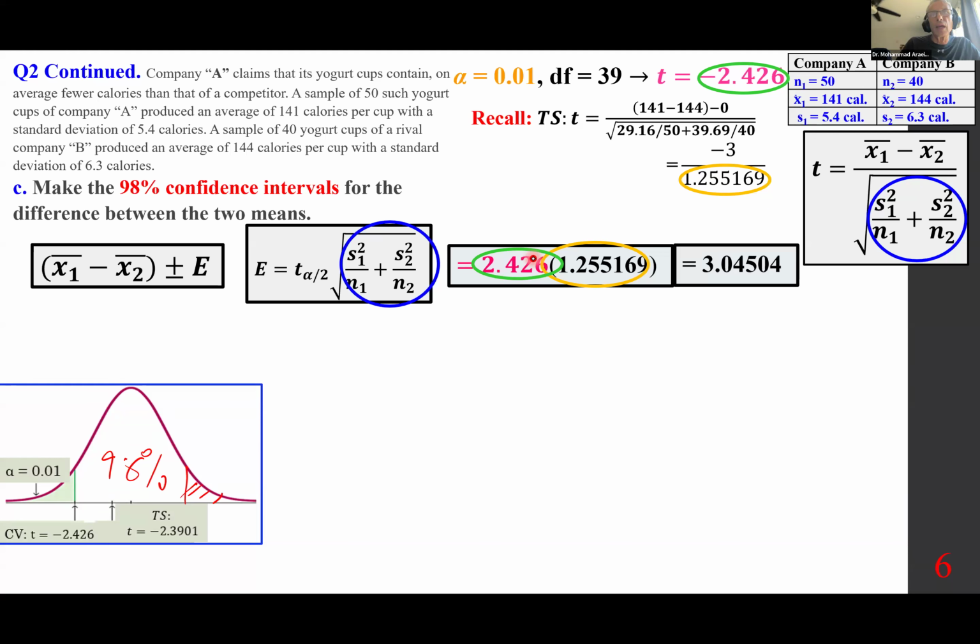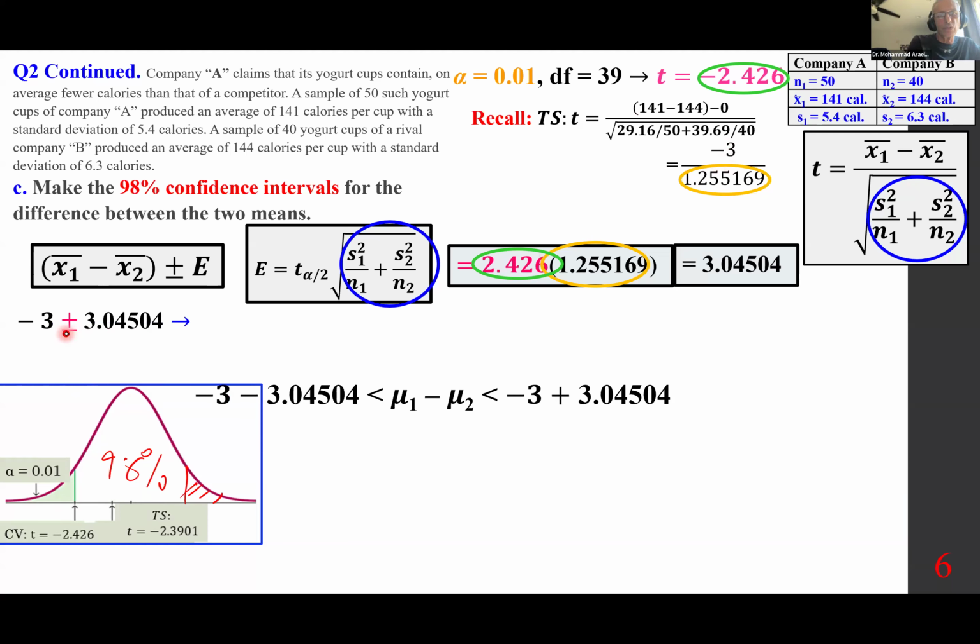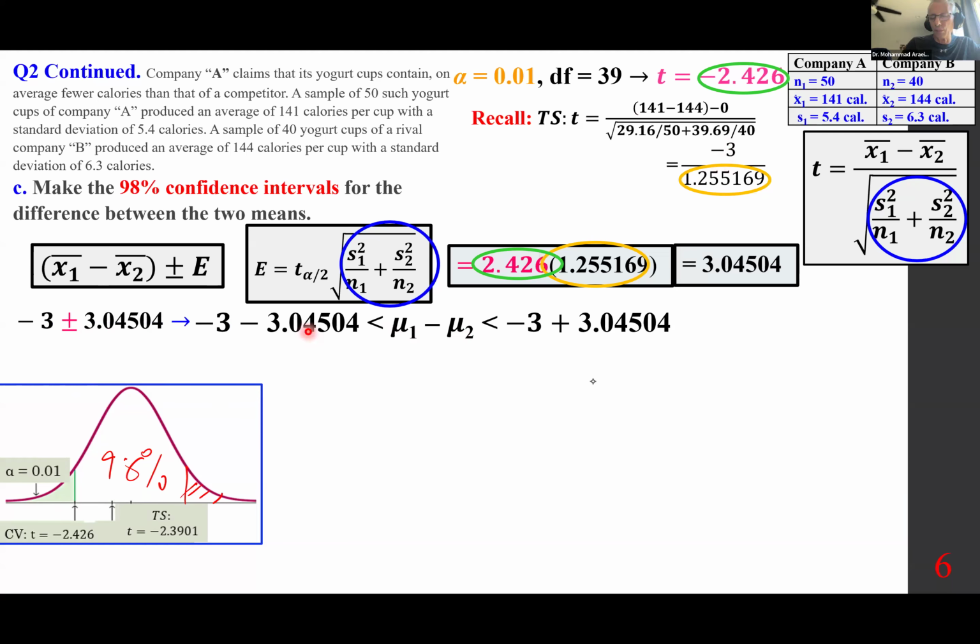And the numerator is x1 bar minus x2 bar. Please understand the numerator is x1 bar minus x2 bar. So minus 3 plus minus 3.04504. And we end up with mu sub 1 minus mu sub 2 between these two numbers: negative 6.04504 and positive 0.04504. Again, this is one way to report it. This is another one. Which way do you report it? The way they ask you.